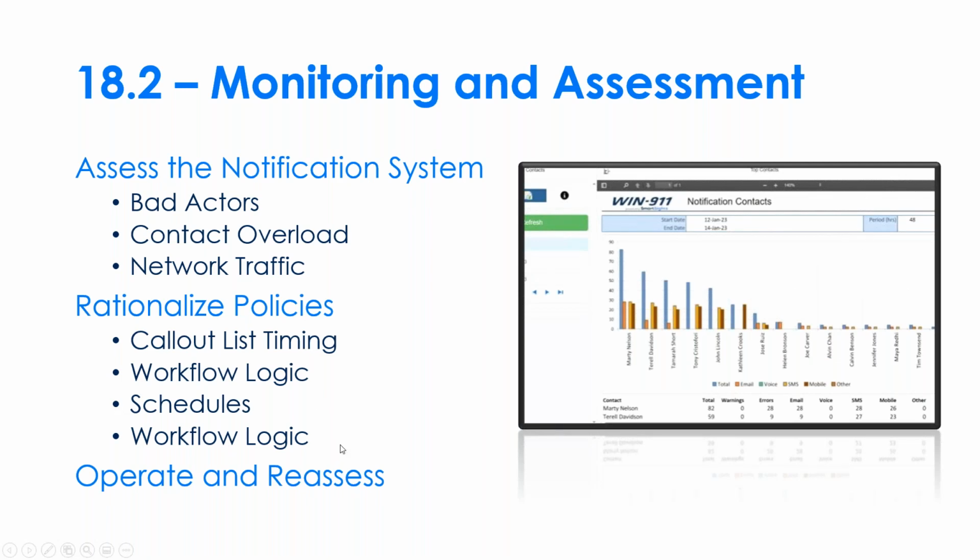And then of course, this is sort of like a mini 18.2 cycle, right, related to the notification system itself. You operate, reassess, monitor the reports, identify problems, and continuously improve the system. So this is sort of one loop of monitoring and assessment that's happening just at the notification system level.